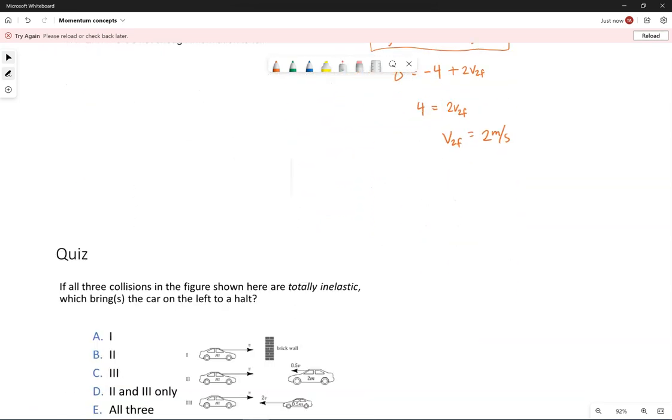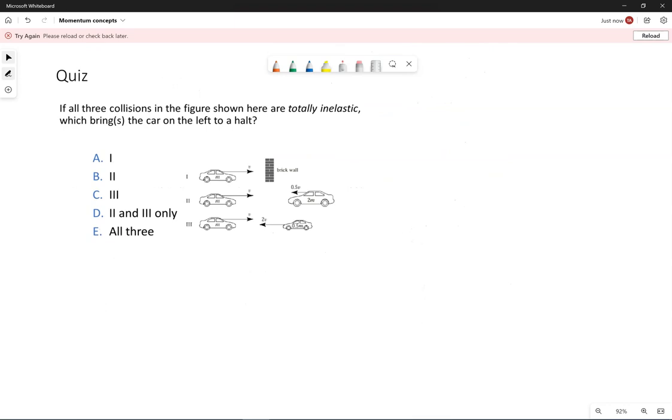All right, one last question. What do you think about this? Correct answer is E. Now, in the first case, I'm assuming the brick wall is not going to crumble to the ground. We would not be able to use conservation of momentum to talk about situation 1.